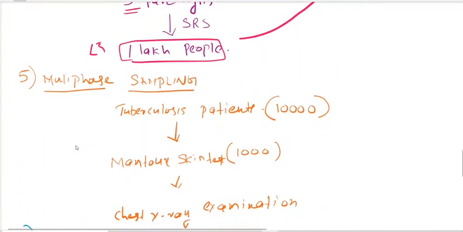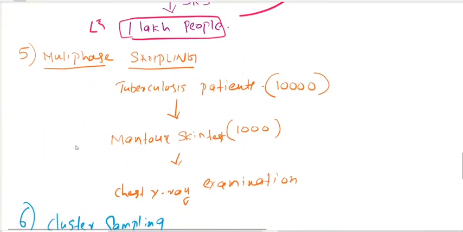Now we have a very different sampling technique, that is multi-phase sampling. This is where we have a very huge sample and we want to reduce the number by using various screening techniques and confirmatory techniques. Particularly this happens in case of a chronic disease, mostly tuberculosis. Let's take the example of tuberculosis. We have around 10,000 suspected tuberculosis cases and we want to select a very small number, around 100. It's an assumption.